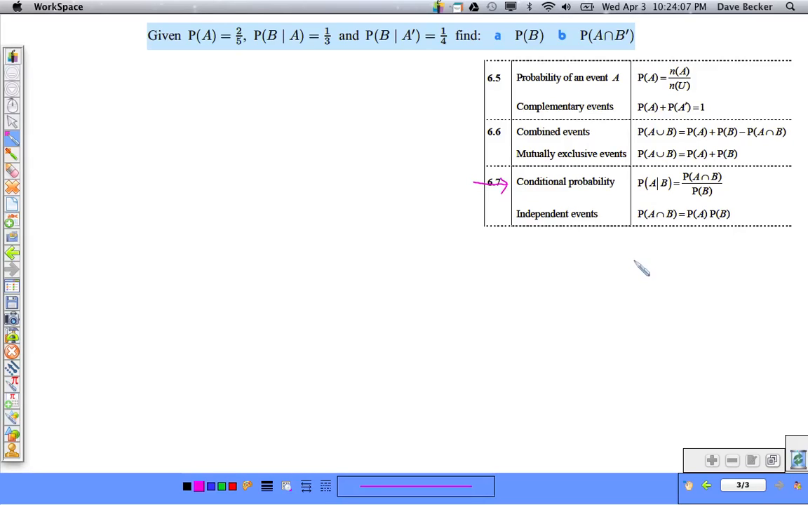We're going to have to figure something out to be able to find the probability of B. To do that, I want you to consider two Venn diagrams with events A and B, and look at this formula here for just a second.